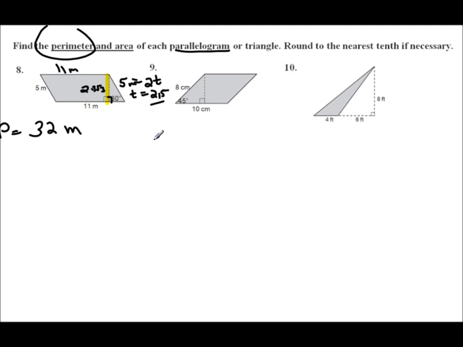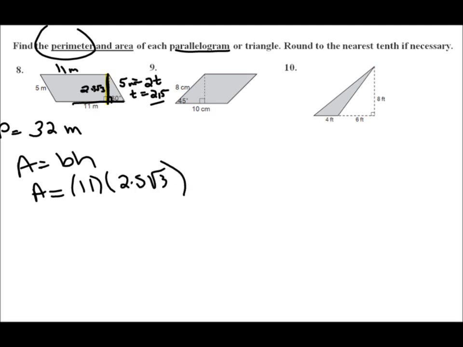So the area of a parallelogram is just base times height, where the base and the height are the two that are perpendicular to each other. So the area is the base, which is 11, times the height, which we found to be 2.5 times the square root of 3. So that will give us an area of 47.6 meters squared.